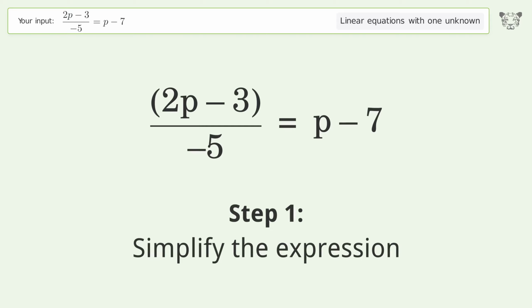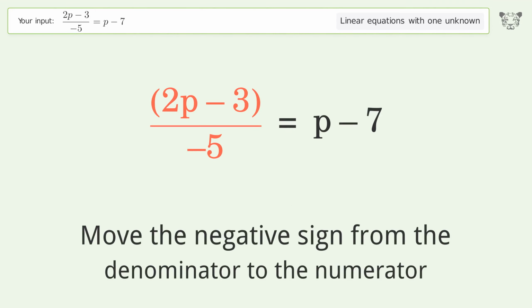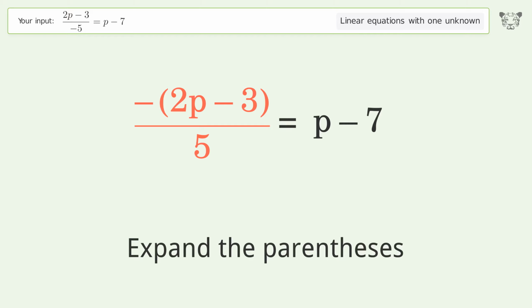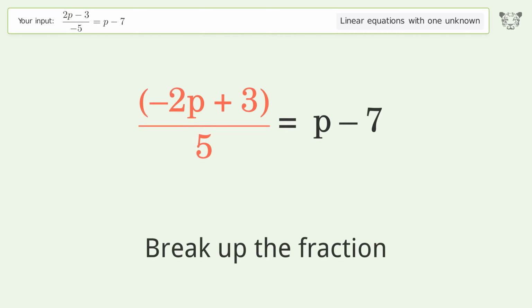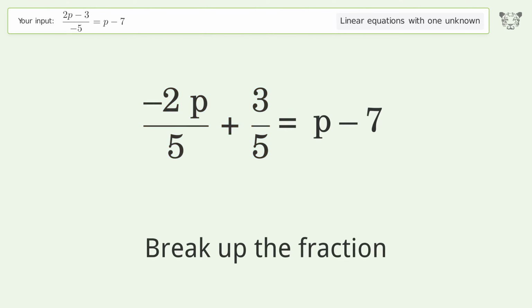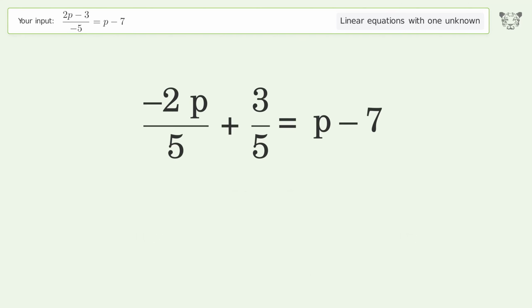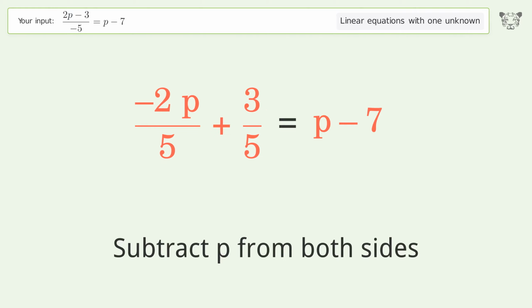Simplify the expression. Move the negative sign from the denominator to the numerator. Expand the parentheses. Break up the fraction. Group all x terms on the left side of the equation. Subtract p from both sides.